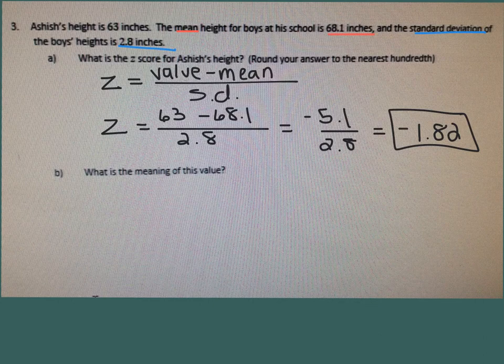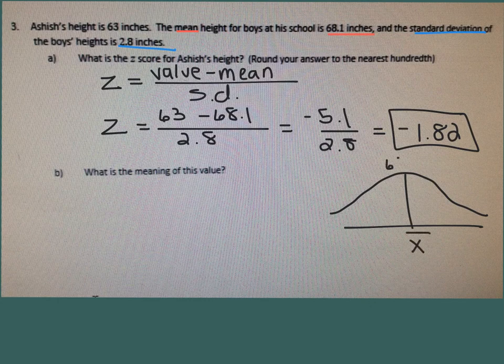If you just thought about the normal distribution curve, this right here is our mean, which we know is 68.1 inches. That's the average height for boys at a school. If we were to go one standard deviation down, we would basically subtract the 2.8 from the 68.1. If we were to go 2 standard deviations down, we would subtract another 2.8 from that. But his z-score falls right about here.